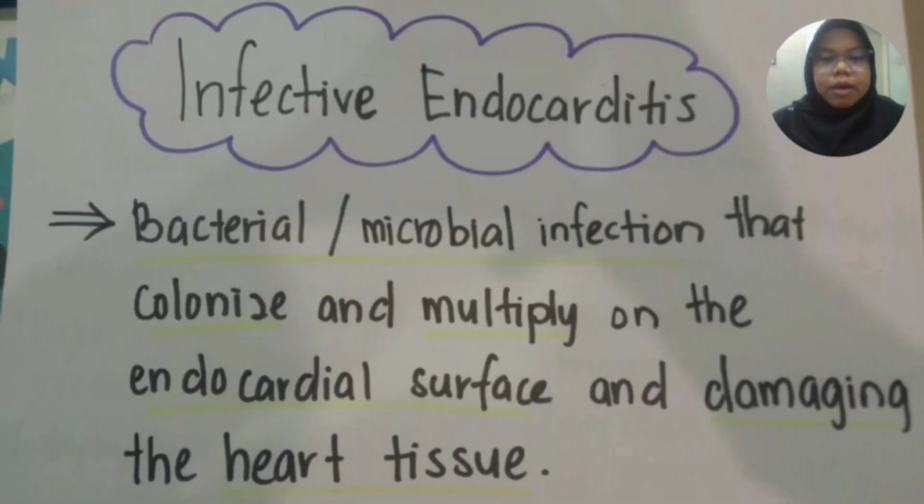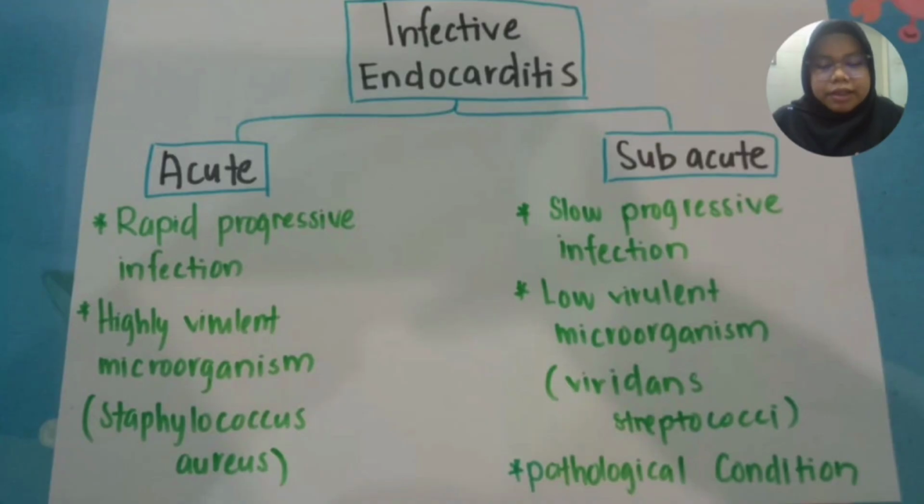Okay, I will talk about infective endocarditis. First, we will go through the definition. Infective endocarditis is a bacterial or microbial infection that colonizes and multiplies on the endocardial surface and damages the heart tissue. Infective endocarditis is divided into two groups, which are acute infective endocarditis and subacute infective endocarditis.